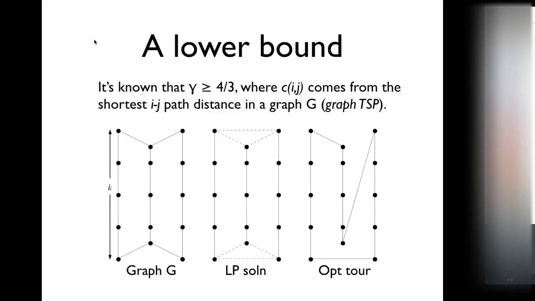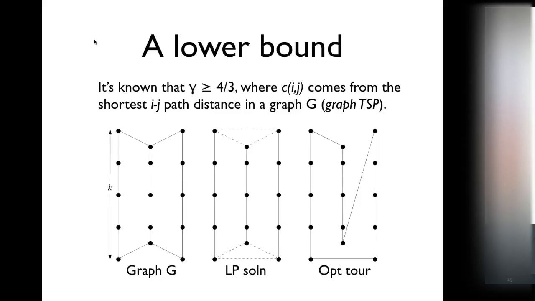So how bad can the integrality gap be? Well, we actually do know that the gap isn't really close to 1, that it's always, in fact, at least 4/3. And here's the instance that shows you that's the case. It's an instance of a type that's called graph TSP. In graph TSP, I give you an unweighted graph as input, and then I tell you the cost of traveling between city i and city j is just the number of edges in the shortest path between those two endpoints. So here's the graph.